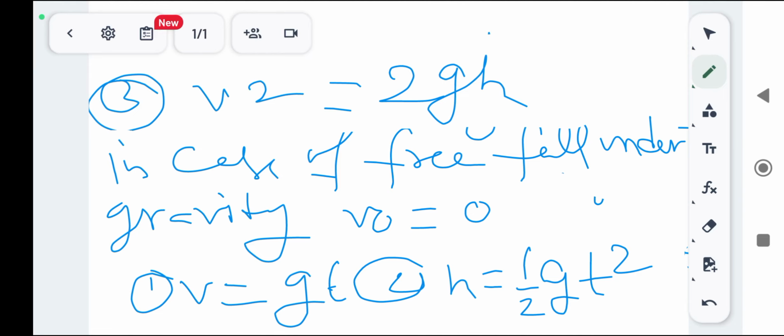These are the three kinematic equations in case of free fall under gravity.